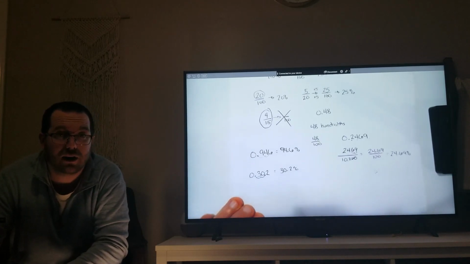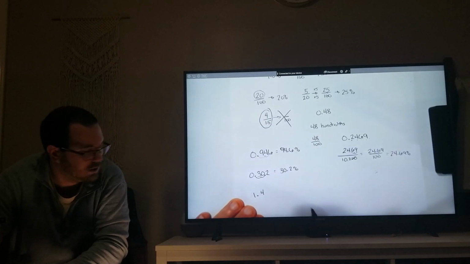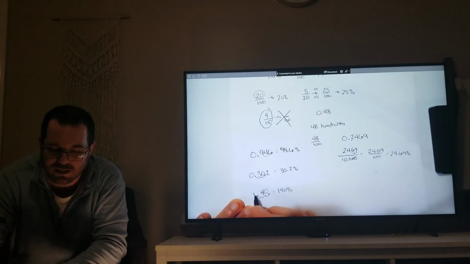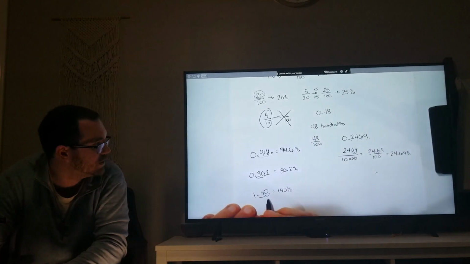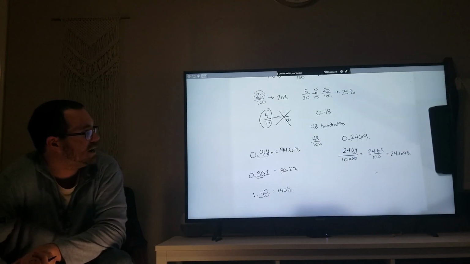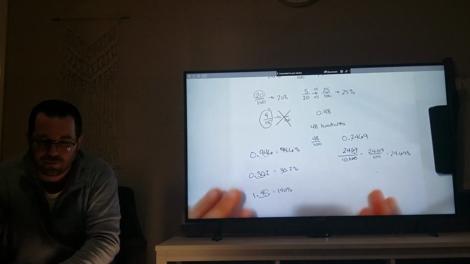Okay, let's even try another one here. Let's try 1.4. Move it 2 spots over. You notice there's a gap here now, so I have to fill that gap in with a 0, and I get 140%. That's the number that's left after I've moved over the decimal. So this is a nice cheat way, or an easier way to see how that particular question works.